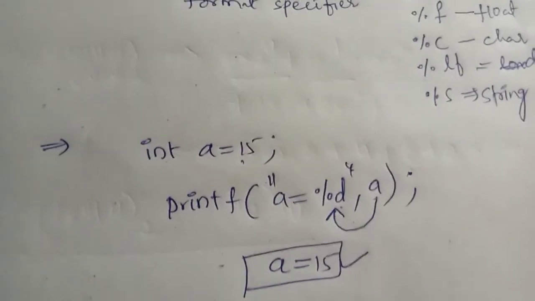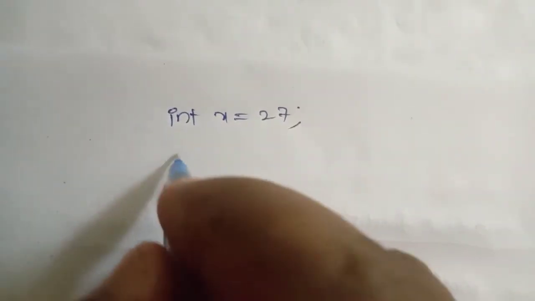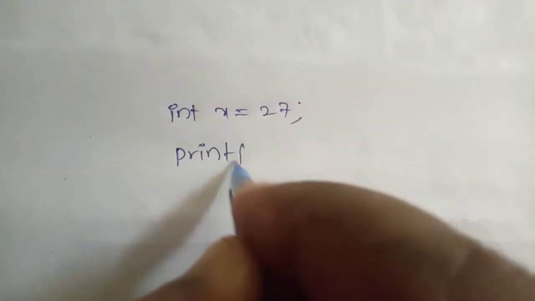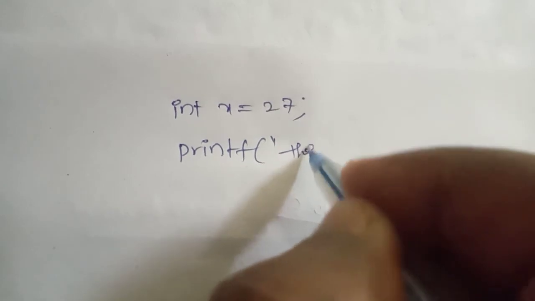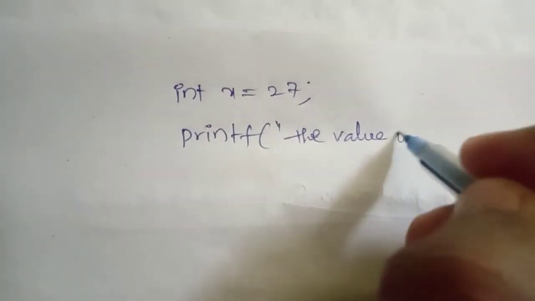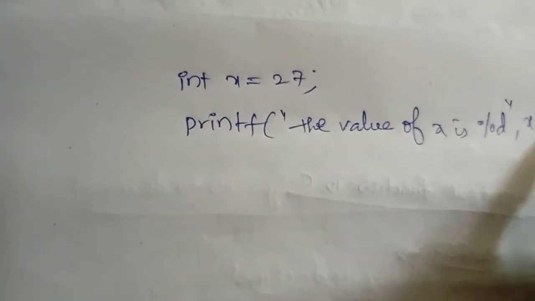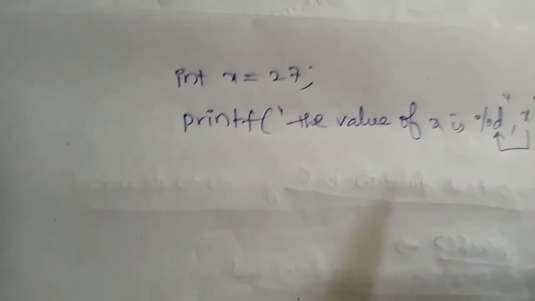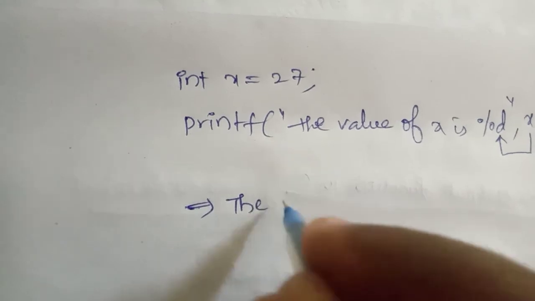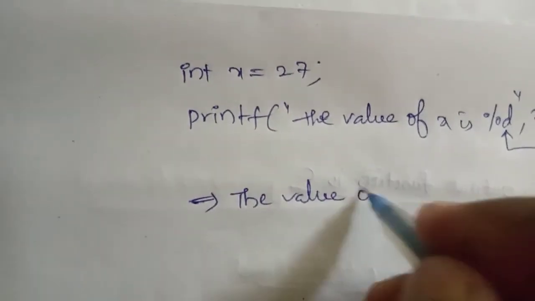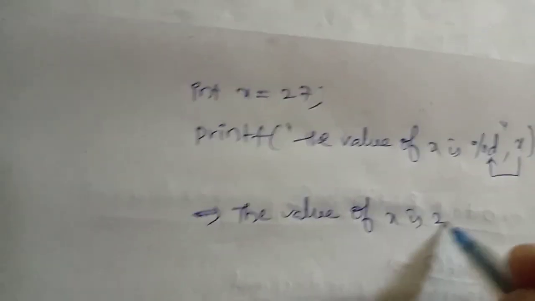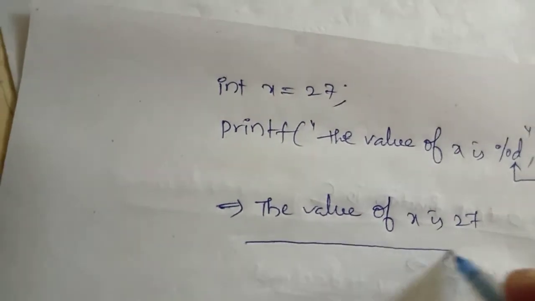Okay, one more example. I am writing like this: int x equal to 27, printf the value of x is percentage d, x. So the x value is substituted here, and you will get the output as the value of x is 27. Like this you will get the output.